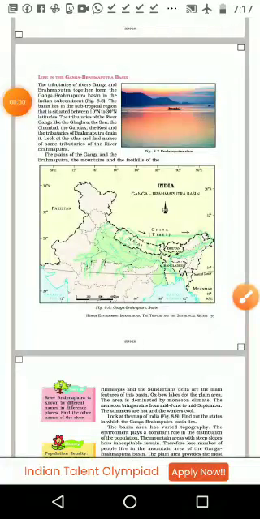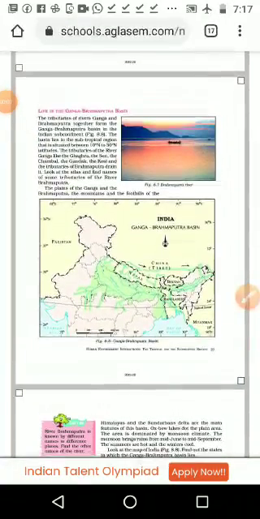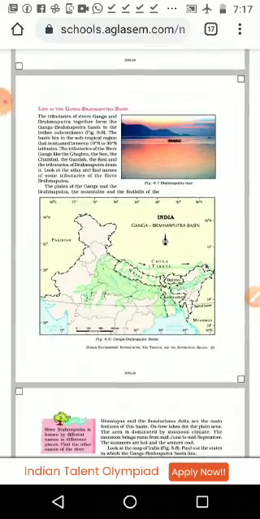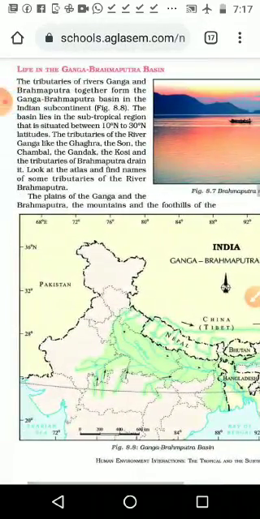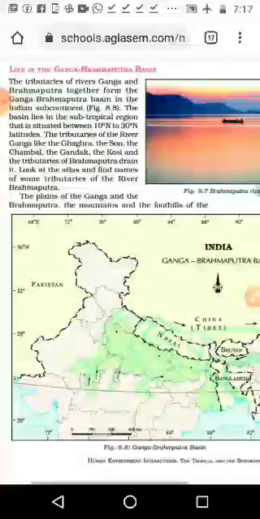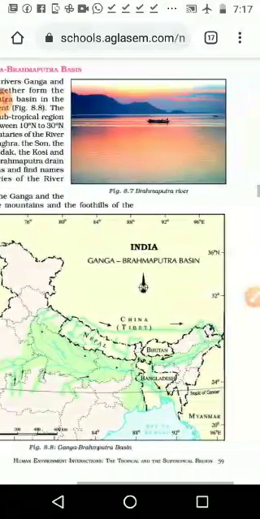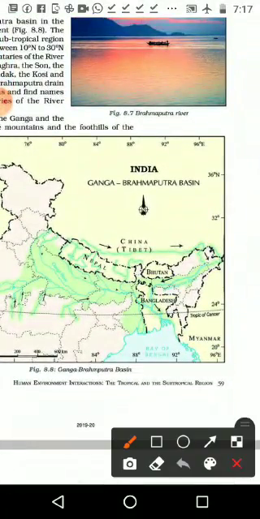Very good morning, students. We are moving to the next part, that is the life in the Ganga Brahmaputra basin. Where is it? It is here in India. So we have seen where the Ganga river and the Brahmaputra river are in 6th standard. Then also, once again, let us see this.